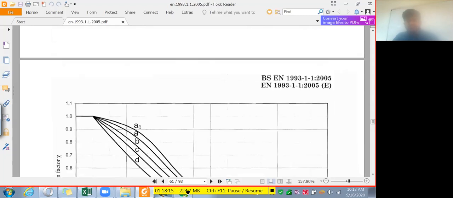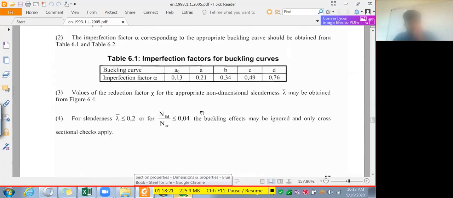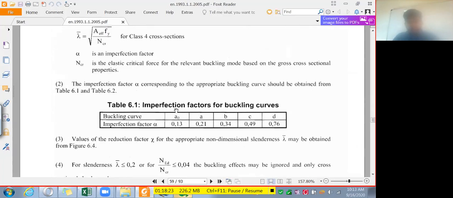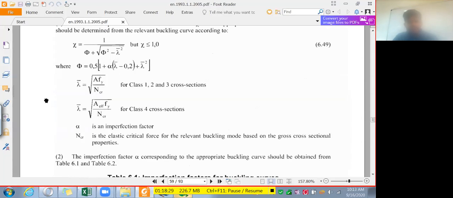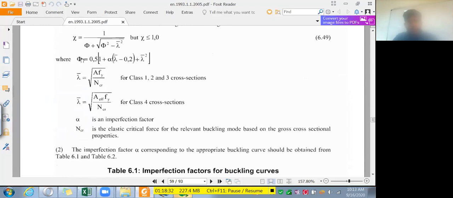Otherwise, if you know the curve, you can obtain the alpha value from here. So using alpha and lambda bar, you can obtain psi. From psi, you can obtain chi from these equations. Okay. So when we meet next Monday, we'll work out a problem on compression members.